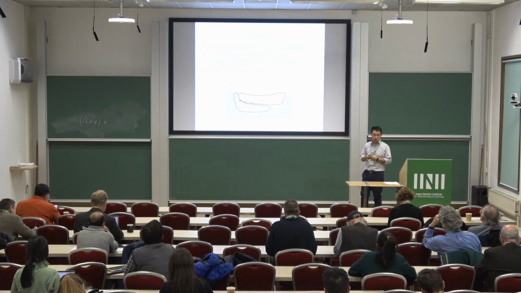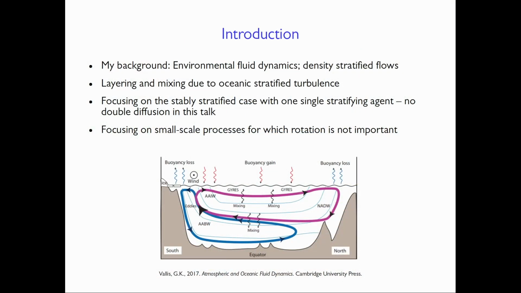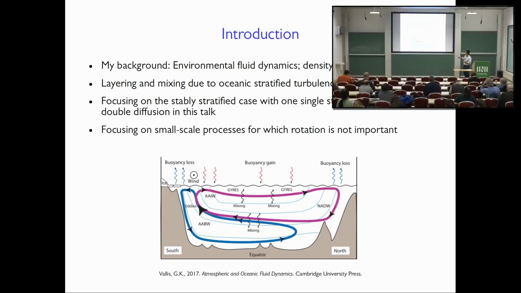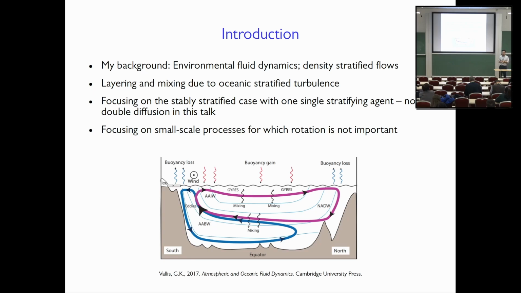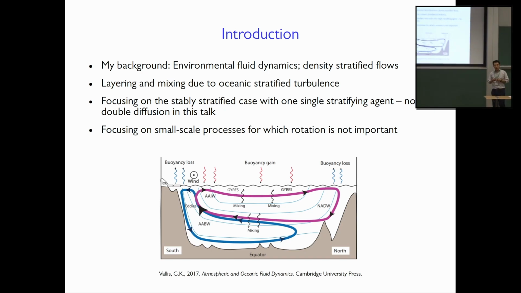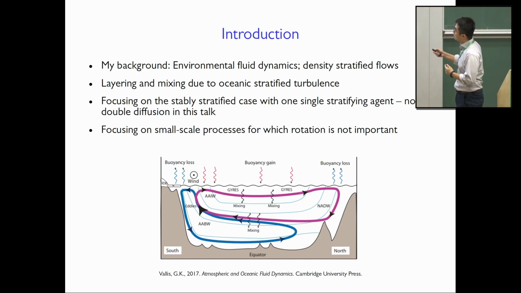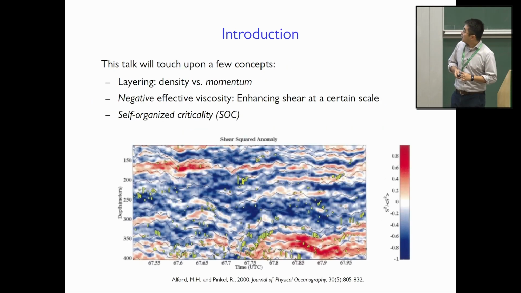I'm a civil engineer who's interested in environmental flows, geophysical flows in general, and of course we are much motivated by oceanic situations such as the overturning that you're seeing here. So I want to keep things simple and focus on shear, so vertical shear of horizontal velocities, and stable stratification. Like Alexis, I'm not going to worry about double diffusion, convection, or rotation in this talk, just to keep it simple.